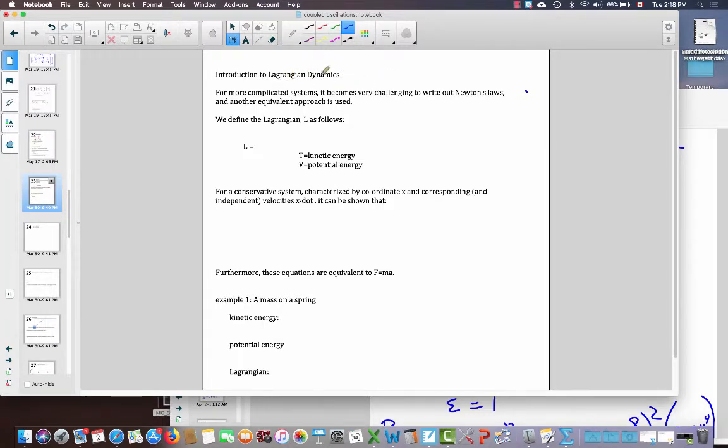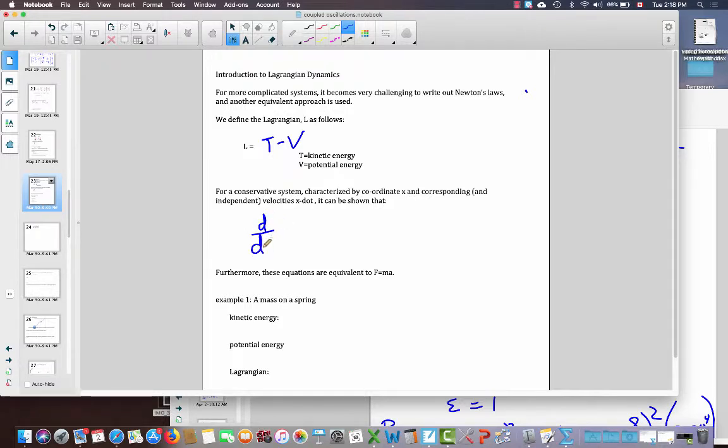Today we're going to be looking at Lagrangian dynamics, which is another way of finding the normal modes of a system. And it's very useful in more complicated problems, where we have lots of degrees of freedom. So the Lagrangian is defined as the difference between the kinetic energy T and the potential energy V. And the Lagrange equations of motion are written as follows.